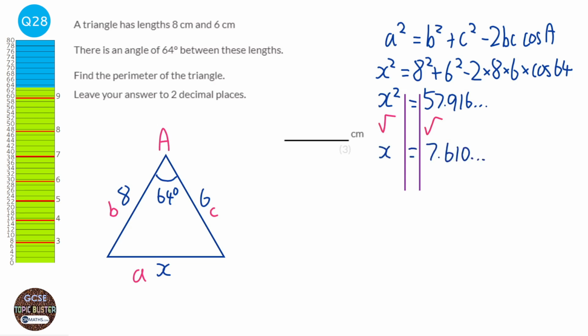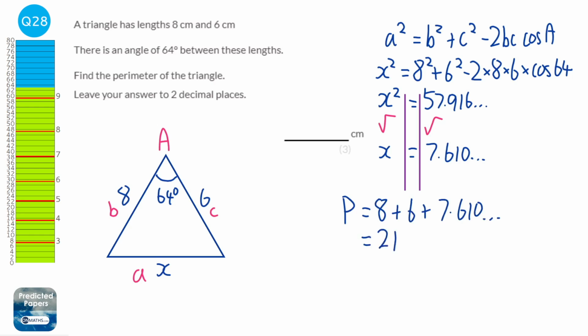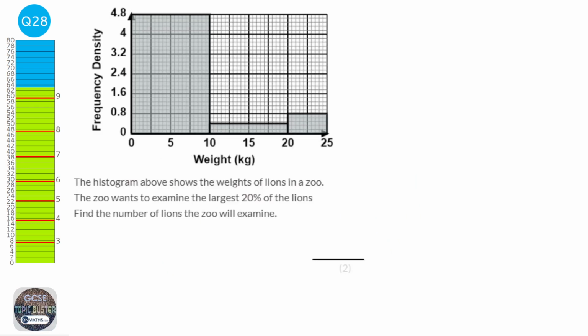7.610 and so on. Okay, we're asked for the perimeter, and so we need to do 8 plus 6 plus that 7.610 I've still got on my calculator, and that equals 21.610 and so on. It says it wants 2 decimal places, so it will be 21.61.